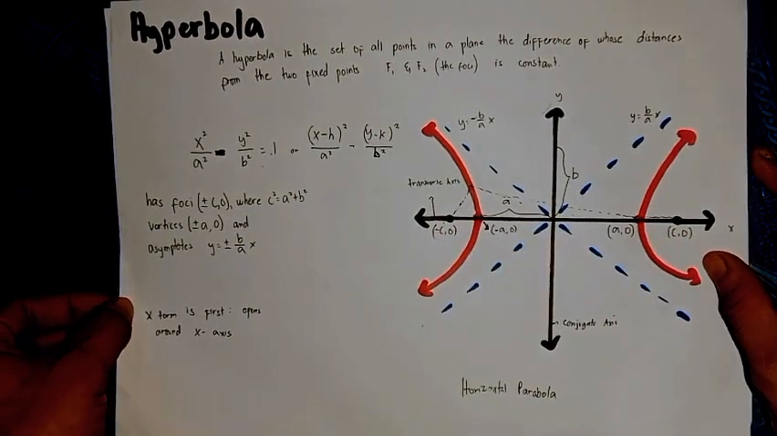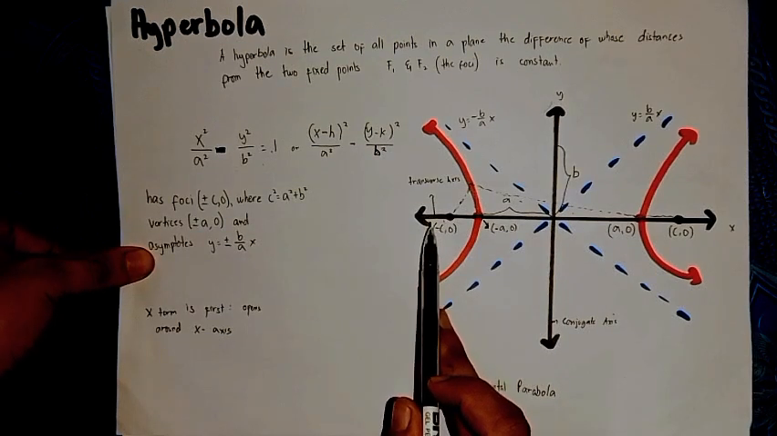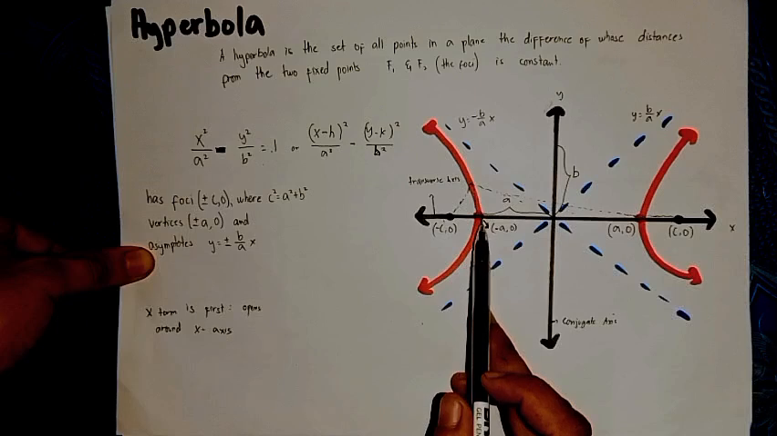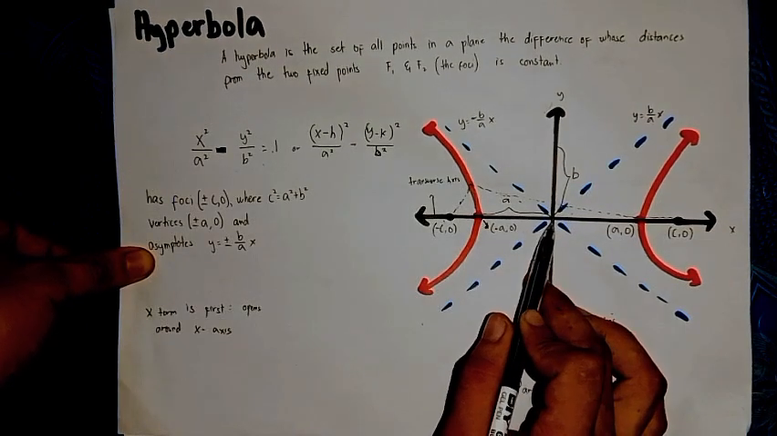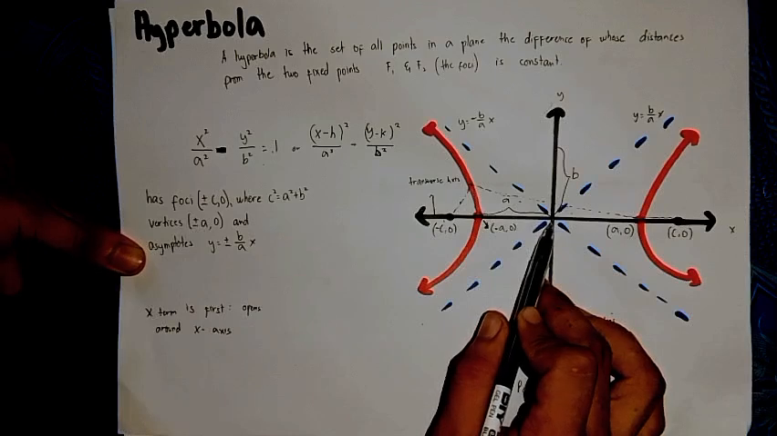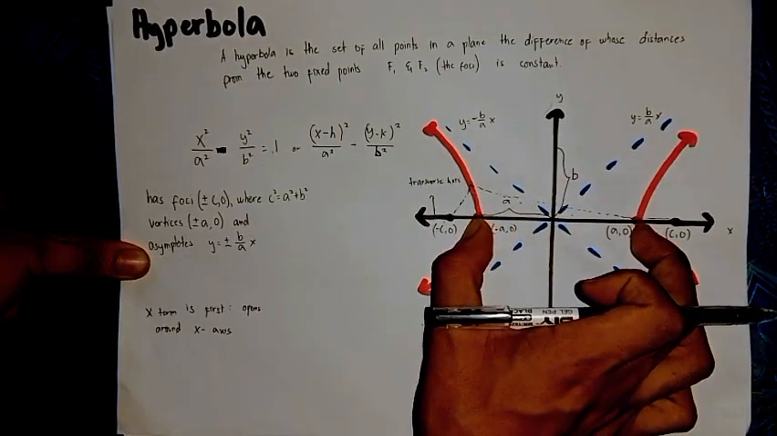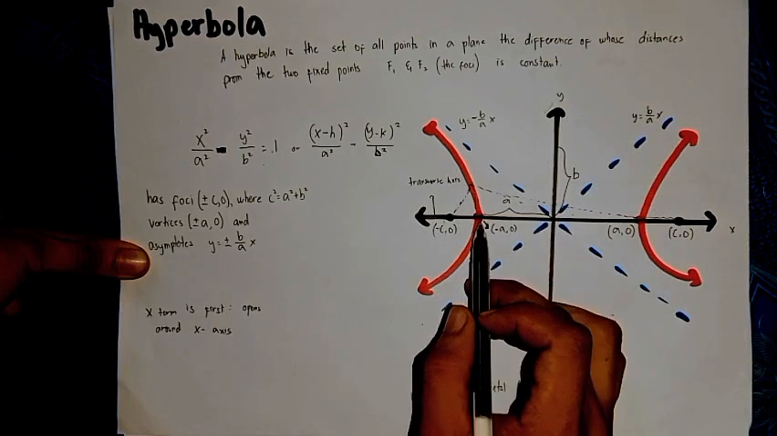Now let's go to the parts of the hyperbola. First, we have the transverse axis. The transverse axis passes through the foci, vertices, and center. Now we have the center, denoted by (h, k). And we have two vertices. The distance from the center to a vertex is denoted as a.